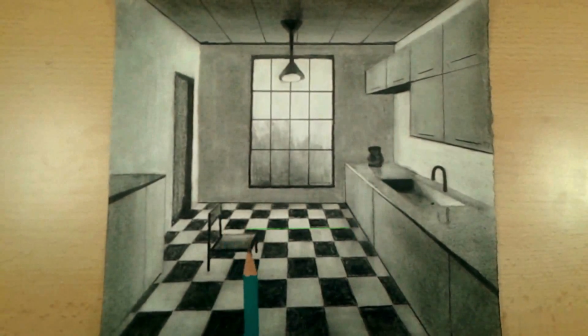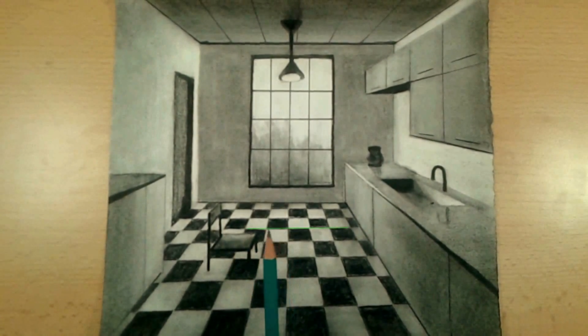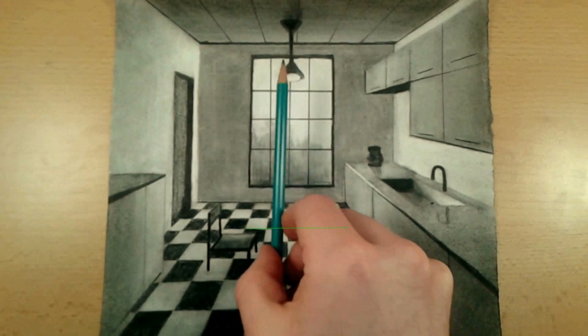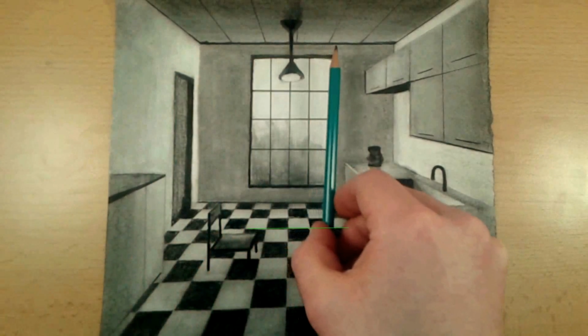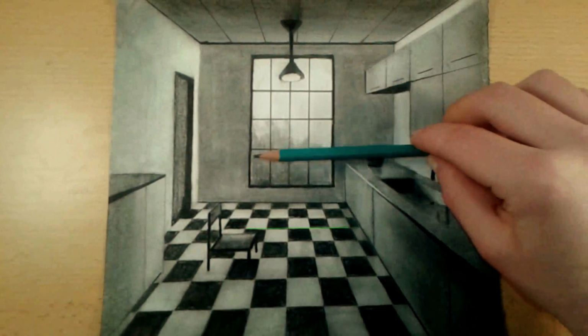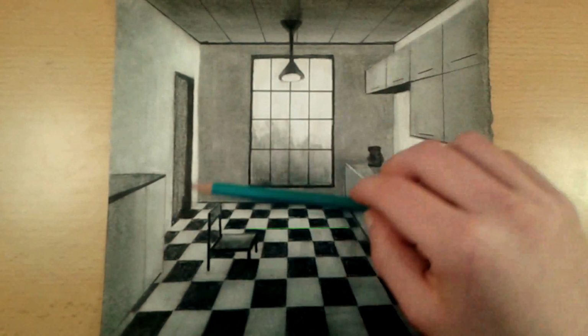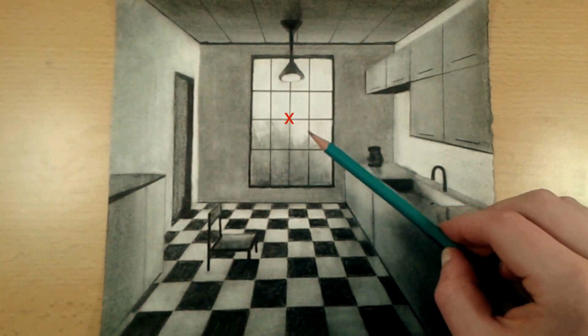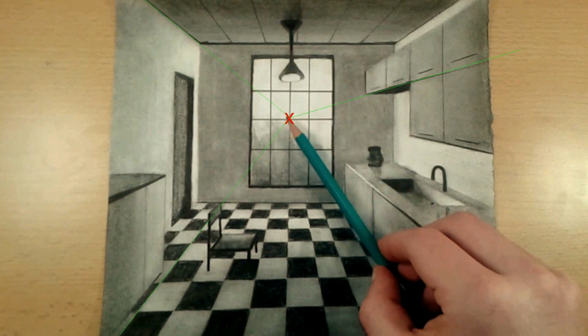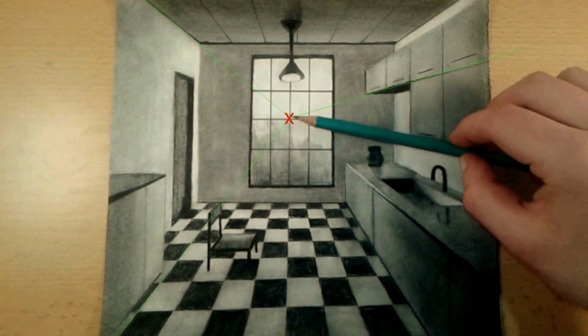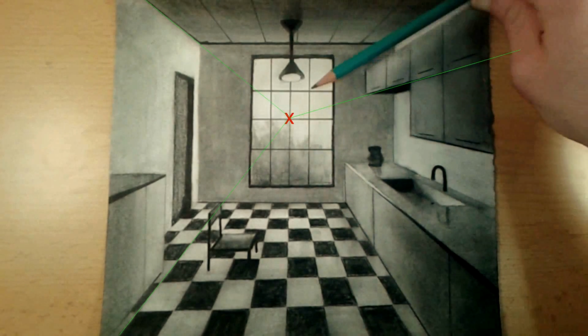Okay, so this is the finished product. Now keep in mind all lines that are not vertical or horizontal will meet at the vanishing point. All these lines are meeting at the vanishing point.